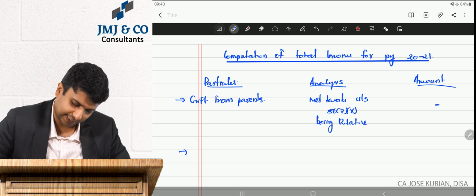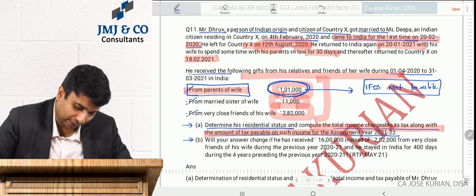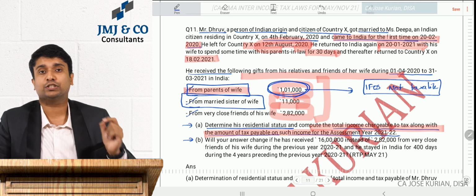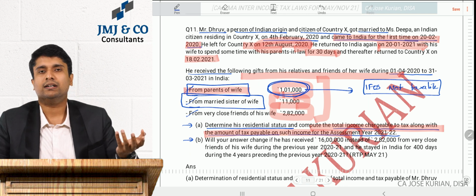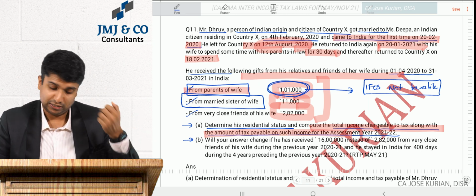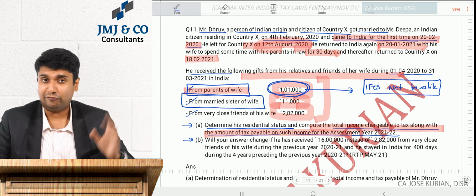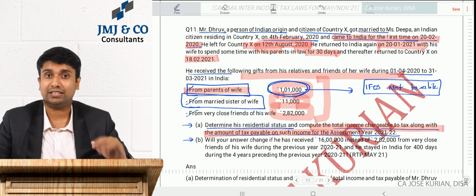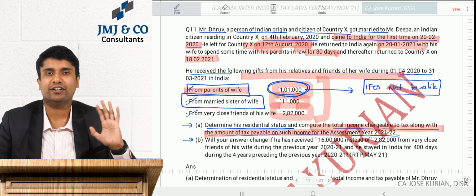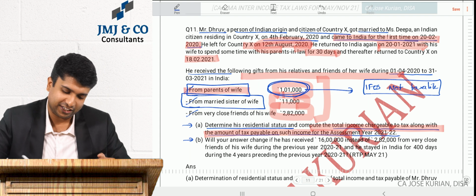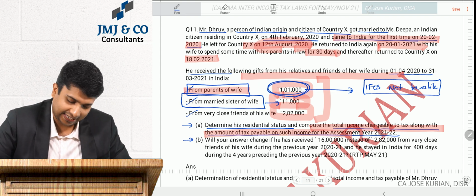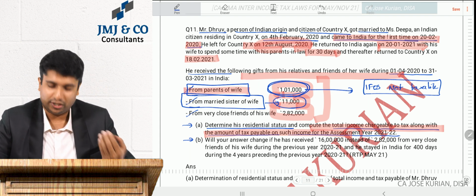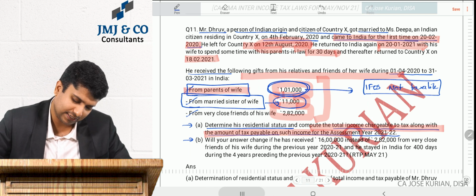Now let's move on to the second point, from married sister of wife. So both the brother and sister of your wife also come under the relative definition. Your wife's sister and brother and their spouse will definitely form part of a relative definition under 56(2)(x), and hence this 11,000 is also not taxable under 56(2)(x).